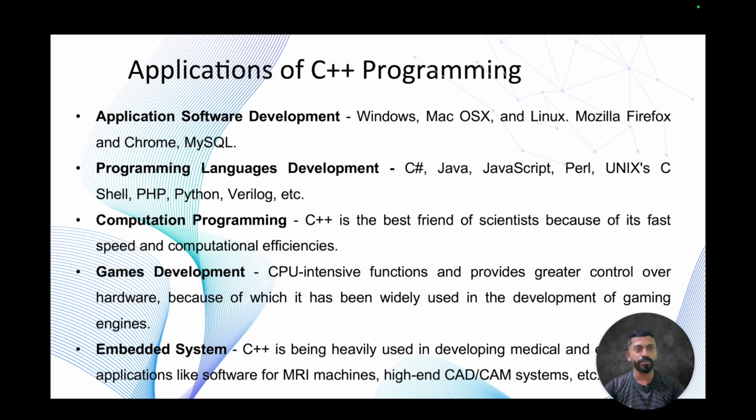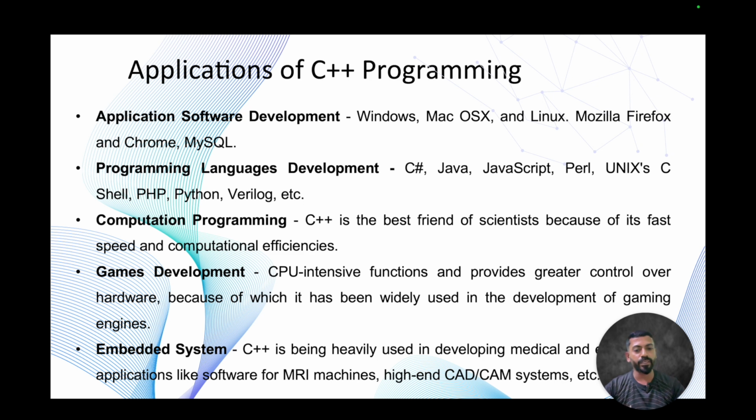Then what about programming development? Many programming languages are developed with the help of C++ like C Sharp, Java, JavaScript, Perl, Unix operating system, Unix programming, Unix shell programming, C shell, PHP, Python, and Verilog. Then computation programming. C++ is very fast, so it has more computational efficiency. Then game development. Many games are developed with the help of C++ programming because of the faster environment, and it is closely related to the hardware.